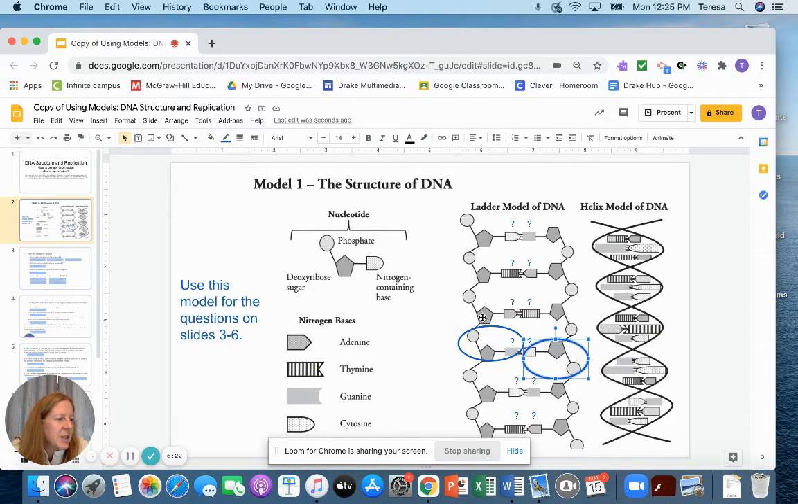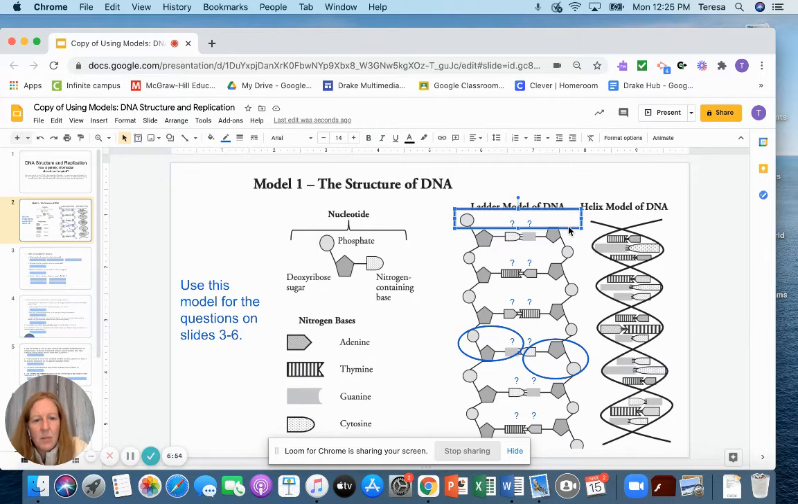Then question 2D, look at the bottom and top of the ladder. Are the rungs parallel? Do the ends of the strands match? So if I'm looking at the ends here, do they match? What's on this side? Is it also found on that side? No. I see there's a phosphate here, but there's not a phosphate there.